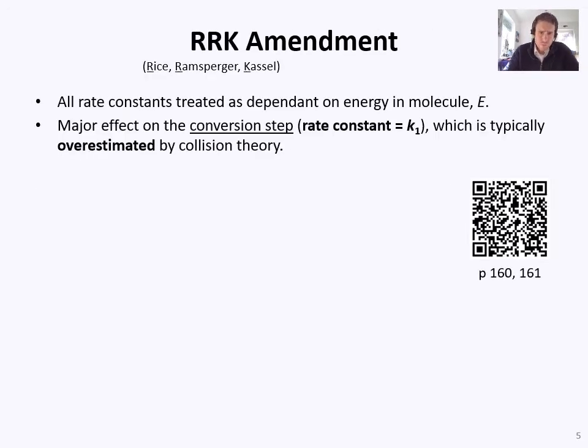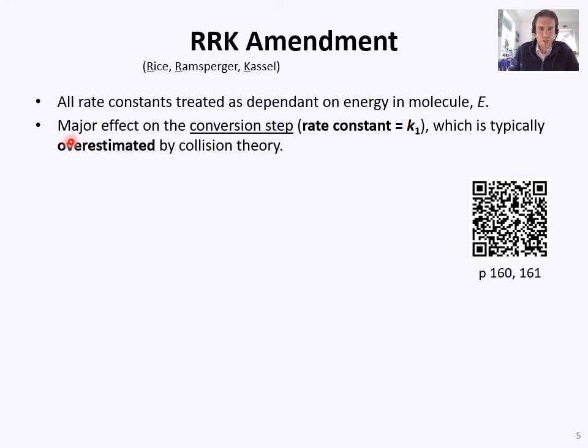So moving on, the next amendment is the RRK amendment, and this amendment affects the whole thing. It looks at all the different rate constants and it will make a change to every single one of them. Basically it says that all of the rate constants are now going to be dependent on the energy that's actually in a molecule at the time. And that's why it changes them all. But the result for K2 and K-2 is pretty much the same-ish as the Hinshelwood one.